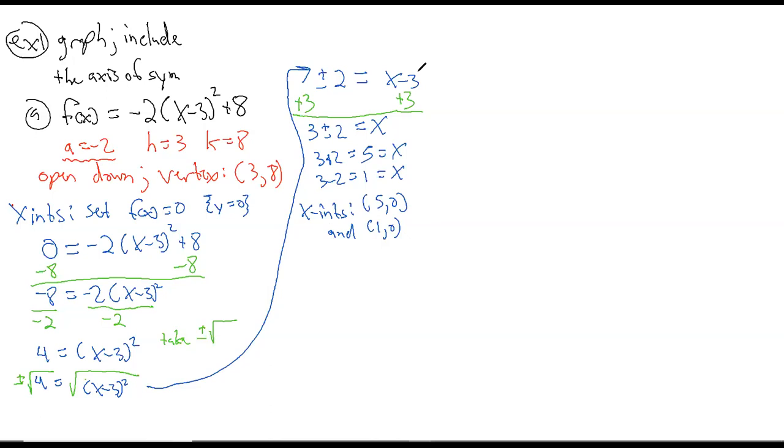Let me switch colors. I'll go back to black. So for the y-intercept, remember, singular, there can only ever be 1, and there will always be 1 for this. That's where we set x equal to 0. So we go back to the original function. We are doing f of 0, which is negative 2 parentheses, 0 minus 3 squared, and plus 8.